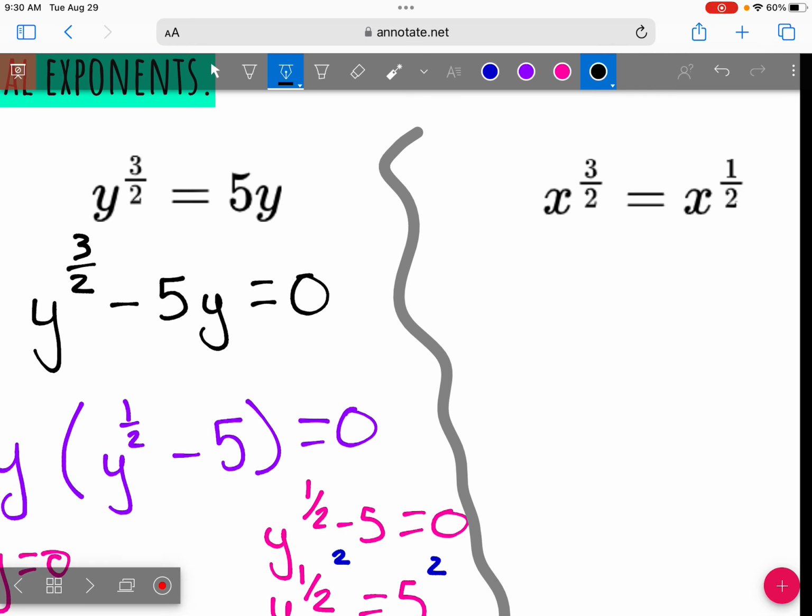Okay, so then we have one more like this. We have x to the 3/2 equals x to the 1/2. Again, I've got variables on both sides, so we need to make it equal 0 first. So we're going to have x to the 3/2 minus x to the 1/2 equals 0. First thing first, make it equal 0. Then see what we can factor.